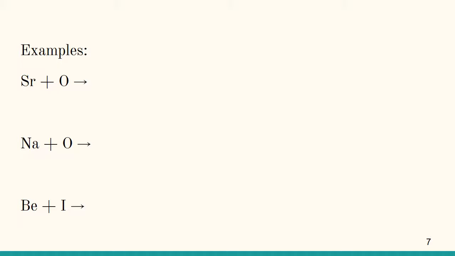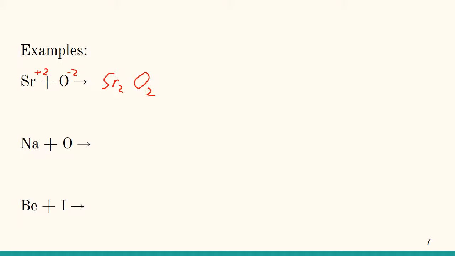In our first example here, we have strontium and oxygen. Strontium, if you look up on the periodic table, will have a +2 charge. Oxygen will have a -2 charge. So when we crisscross those, we end up with Sr2O2.